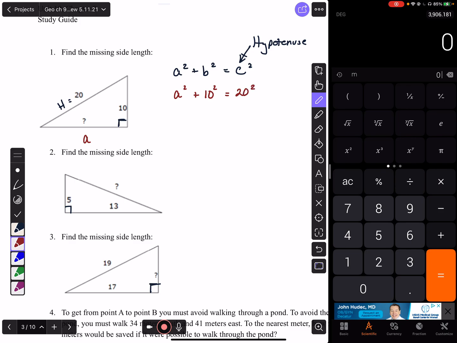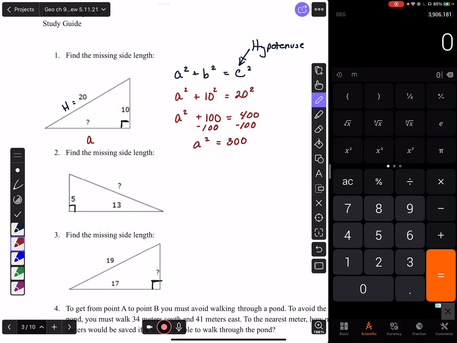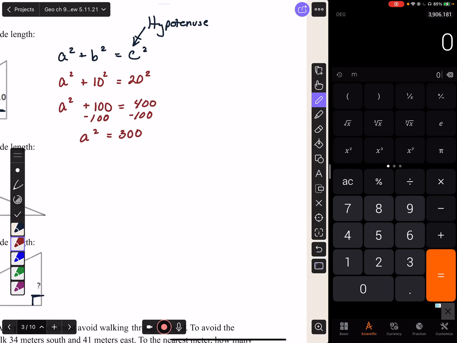And 20 squared. See, 10 squared is 10 times 10. 20 squared is 20 times 20, 400. We'll subtract the 100 from both sides. A squared equals 300. And then we square root both sides to get the A unsquared. Now you get the square root of 300.